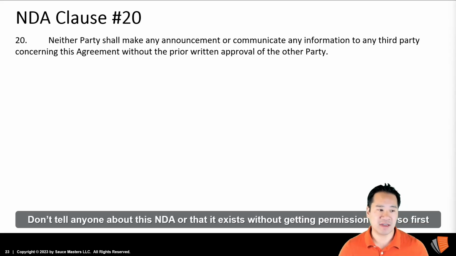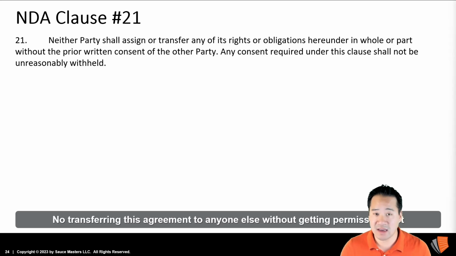Clause number 20 effectively says don't tell anybody about this NDA or that it exists without getting permission first. If you get permission and it's provided, written consent, then you can further share. And that goes for just about anything under an NDA, right? Unauthorized disclosure means you're further disclosing to a third party outside this agreement between you and somebody else without consent or approval to disclose.